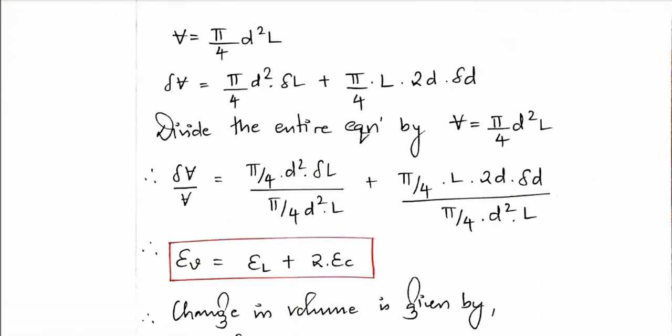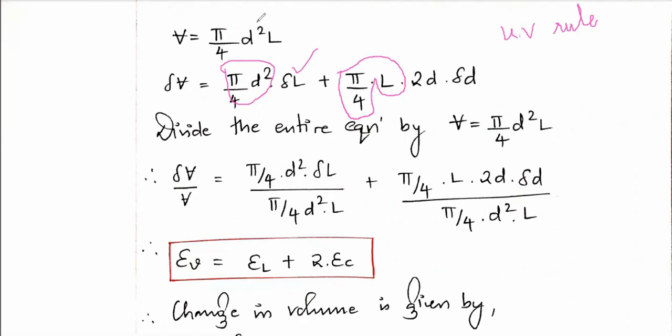Now I am going to make use of partial differentiation. In this case I am going to make use of the u into v rule. So what is the u into v rule? Pi by 4 d square I kept it as it is. Differentiation of L is delta L, plus pi by 4 L as it is.